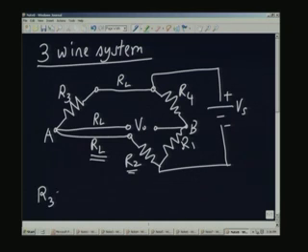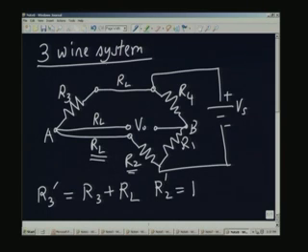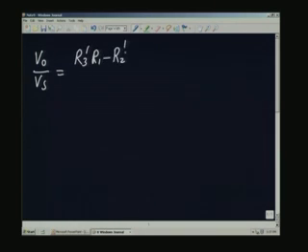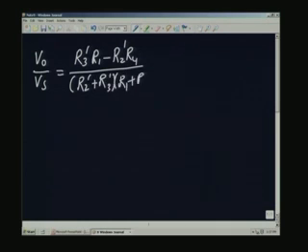R 3 must be replaced by R 3 prime equal to R 3 plus R L in the expression which we used earlier. I am going to replace R 2 prime is equal to R 2 plus R L, and let us look at the expression which we had earlier. So, the expression for V 0 by V s, which I wrote down earlier, will have to be modified. This will be R 3 prime R 1 minus R 2 prime R 4 divided by R 2 prime plus R 3 prime into R 1 plus R 4. R 1 and R 4 do not change. The lead wires resistances are going to affect only R 2 and R 3.